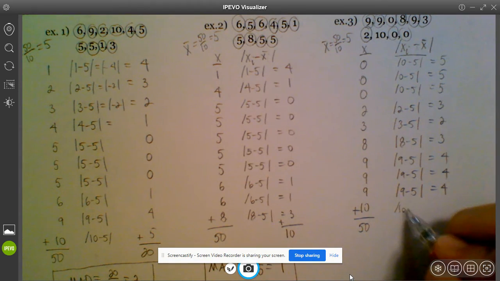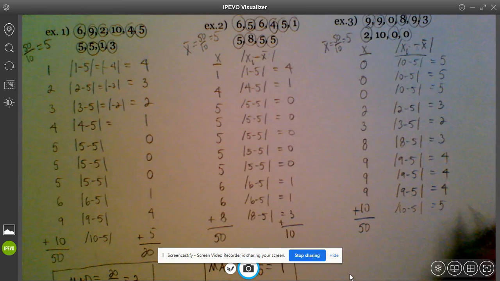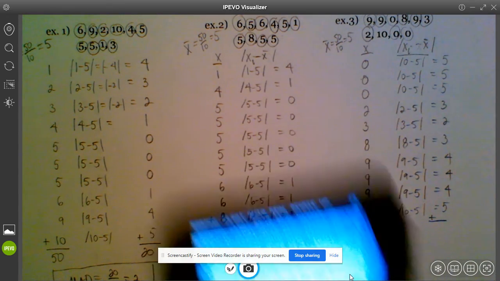And then 10 is 5 units away. All right, let's add these.